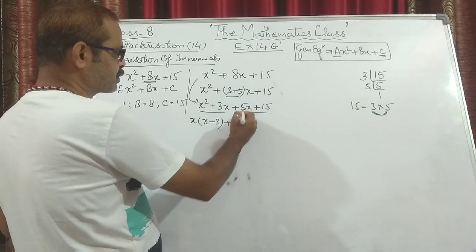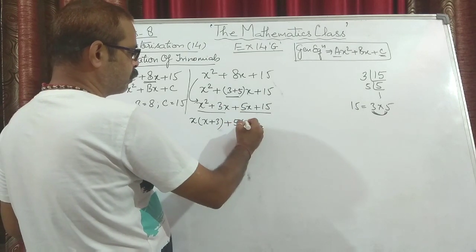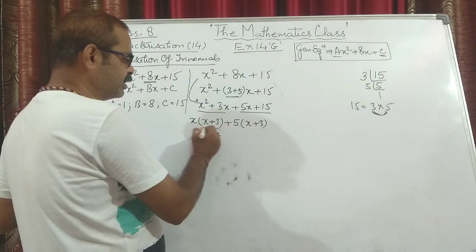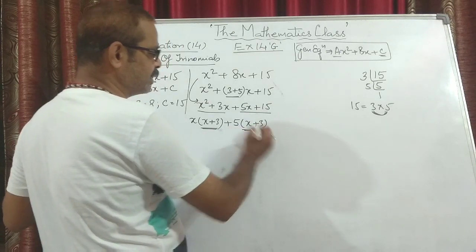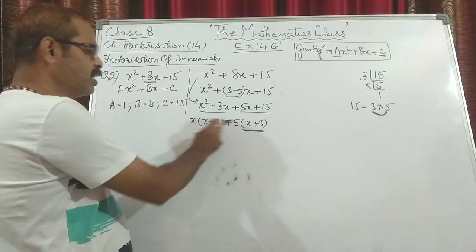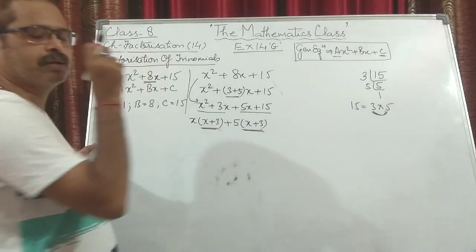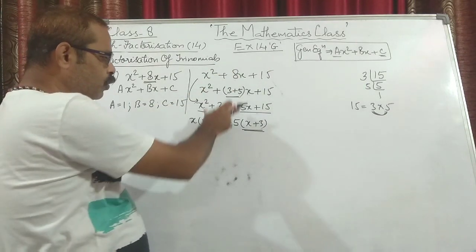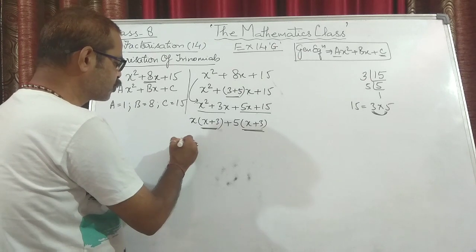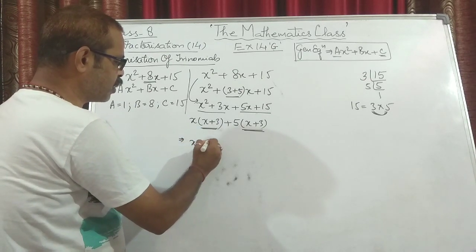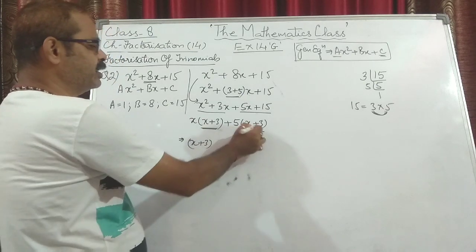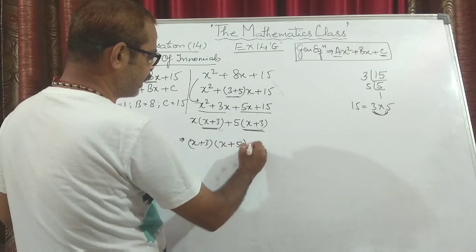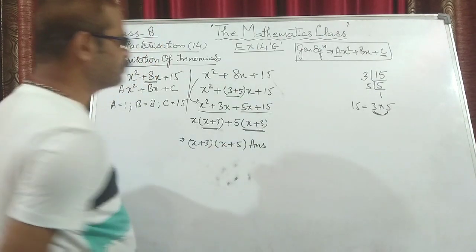Then plus is there. From the second group also we can take 5 common. What is left? X plus 3. You need to make sure that whatever is left in this bracket has to be exactly same in the second bracket. If these both algebraic polynomials are equal or same, it means all the calculation is correct. So now we can take x plus 3 common from these two groups. What is left? In the first bracket x is left, in the second bracket 5 is left, and that is the final answer.